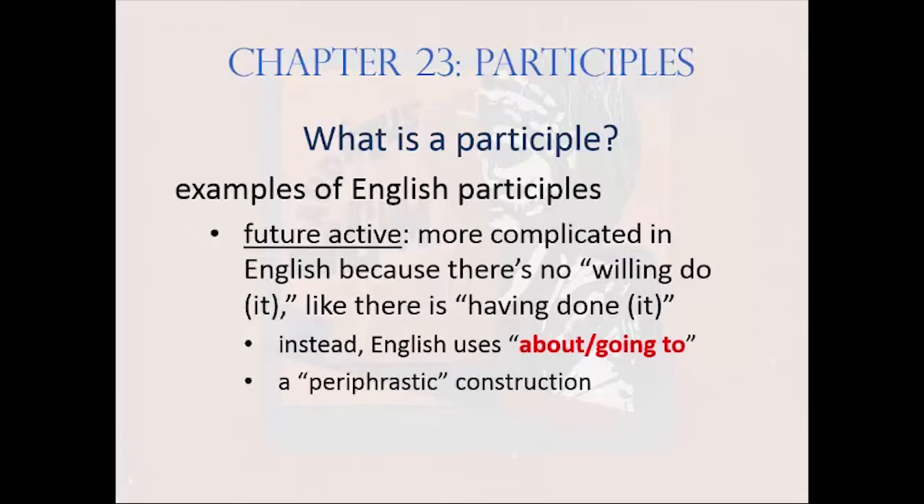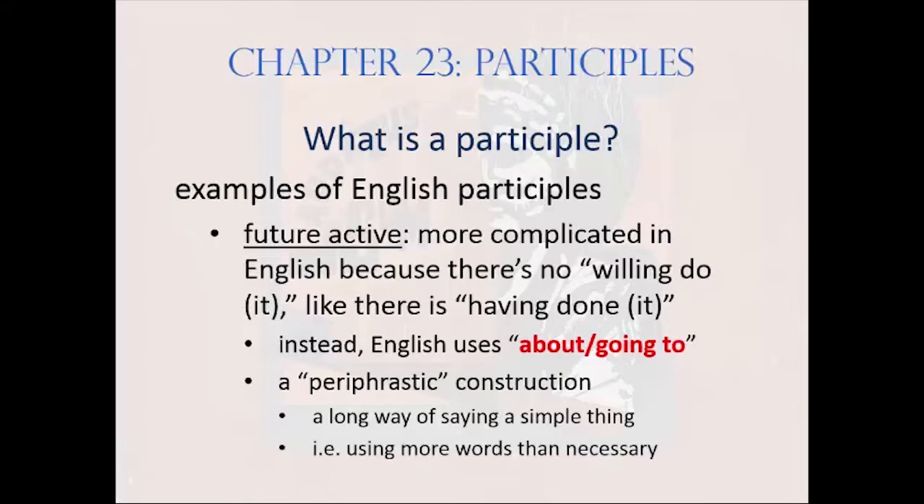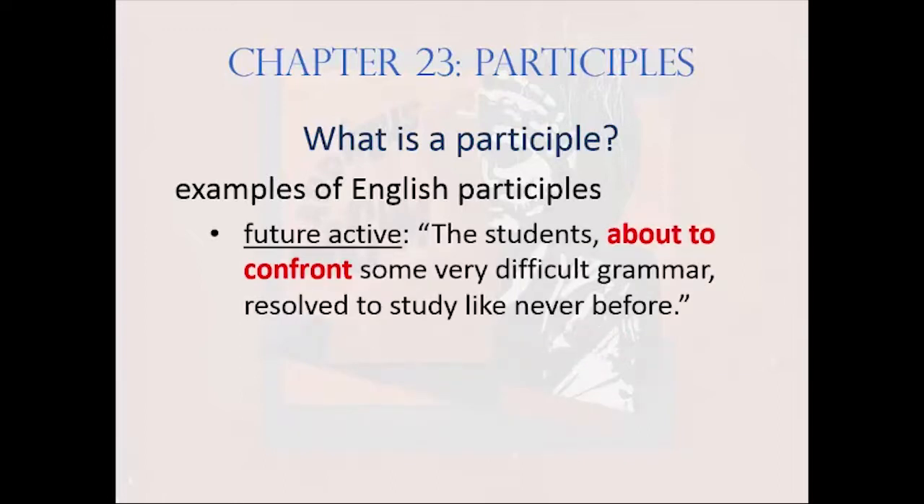In the next chapter, we'll learn this is called a periphrastic construction, meaning it's a long way of saying a simple thing. That is, the construction requires more words than necessary. Here's an example of a future active participle construction in English. The students, about to confront some very difficult grammar, resolved to study like never before.